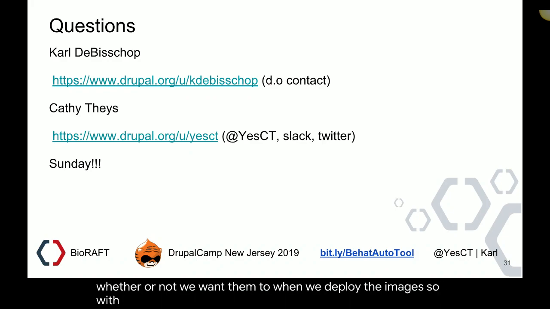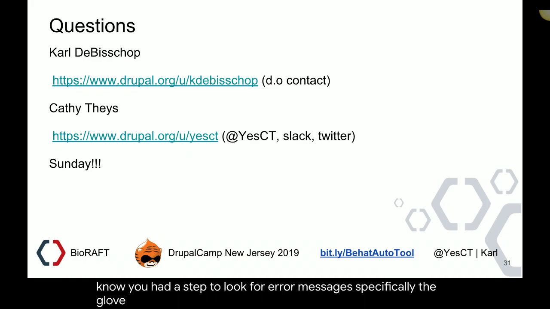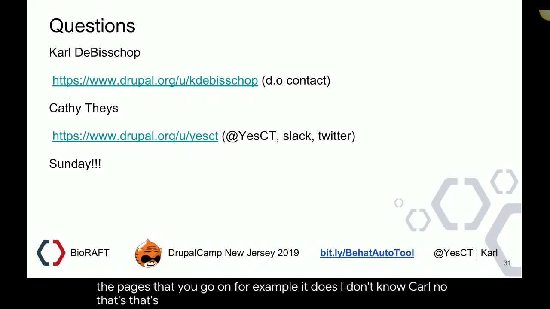So with Behat, are there options for logging more of the output? I know you had a step to look for error messages specifically, but could you log? Does Behat have facilities for logging more of the text to the pages as you go along, for example? It does. I don't know. Carl knows. That's the debug files.